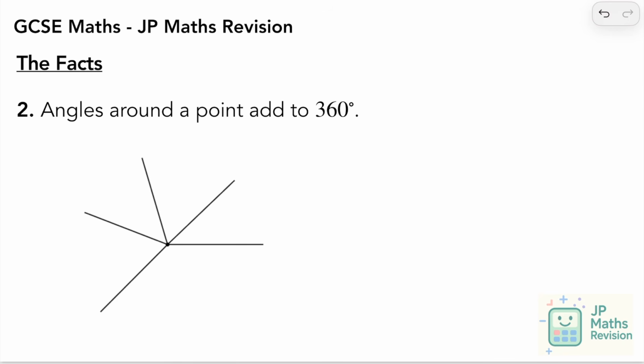The second one is that angles around a point must add up to 360. So if we knew all of these angles, we could work out the final angle by adding them all up and subtracting them from 360.